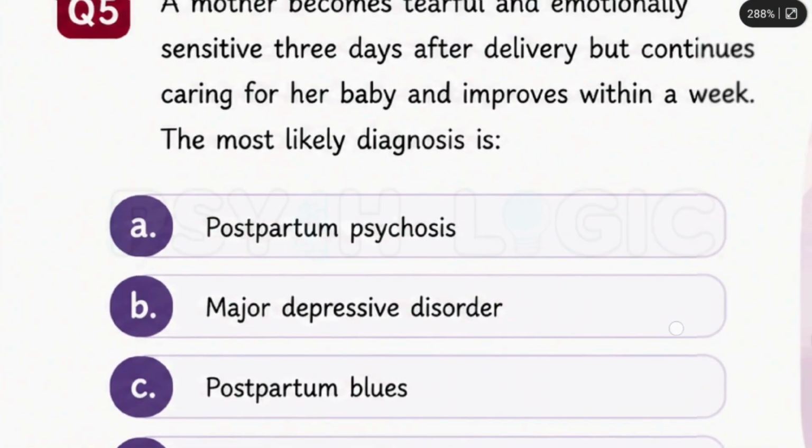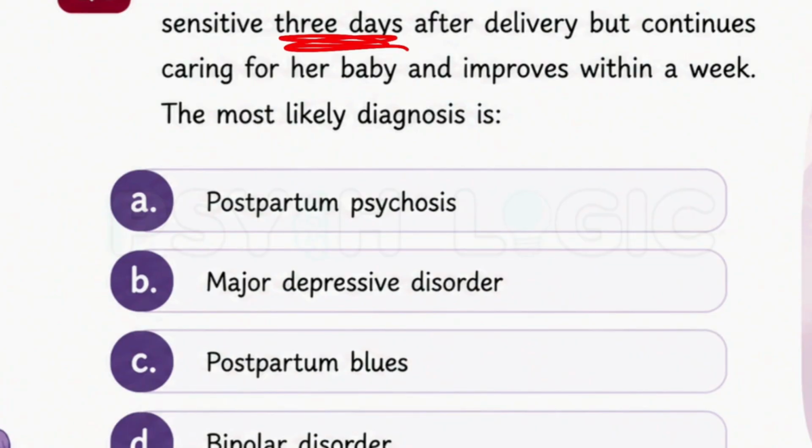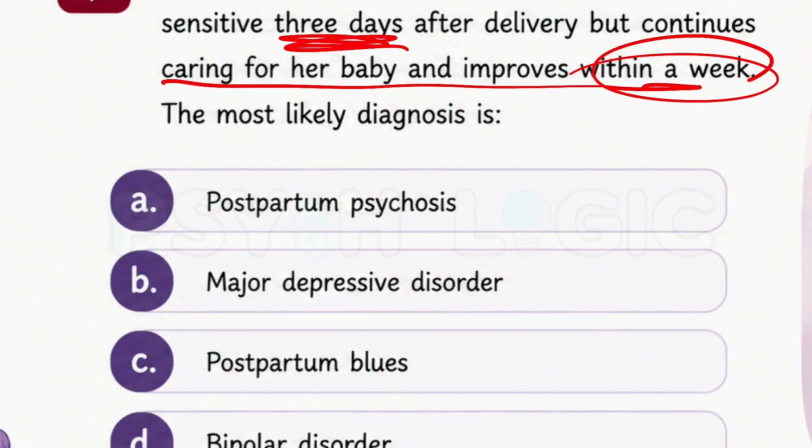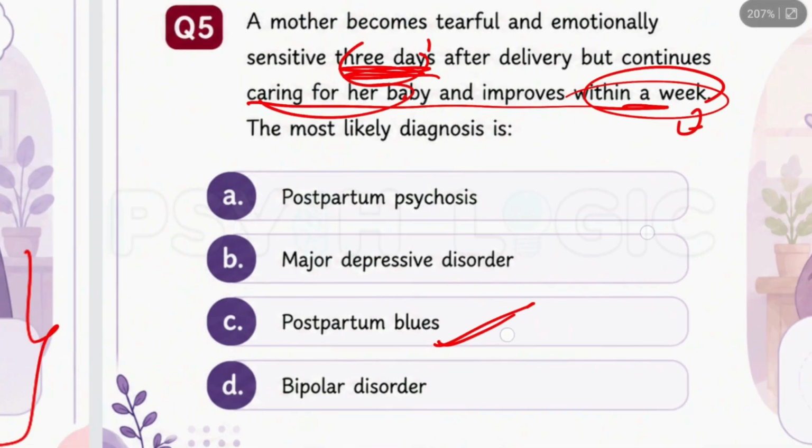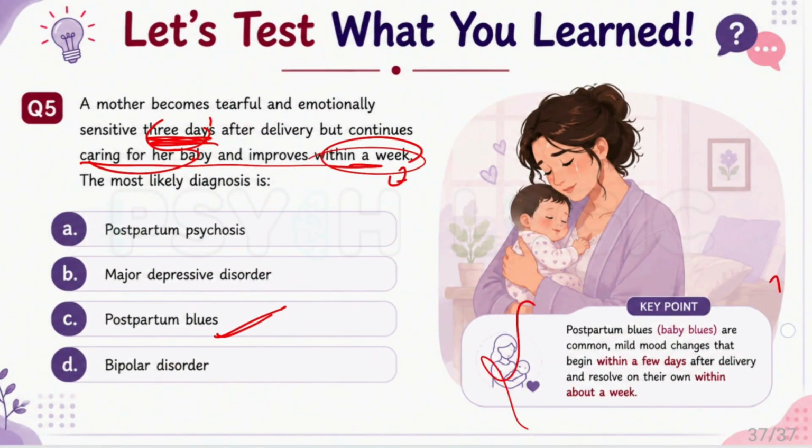Fifth, a mother becomes tearful and emotionally sensitive 3 days after the delivery, but continues caring for her baby and improves within a week. The most likely diagnosis is A. Postpartum psychosis, B. MDD, C. Postpartum blues, D. Bipolar disorder. The answer would be postpartum blues. It resolved within a week. She's still caring for her baby. It started after 3 days as well. So that is postpartum blues.